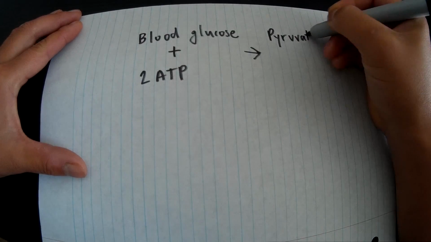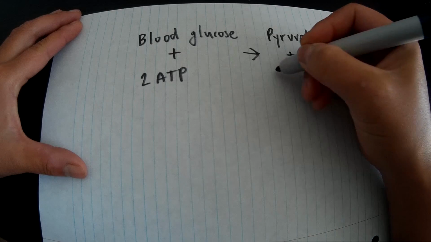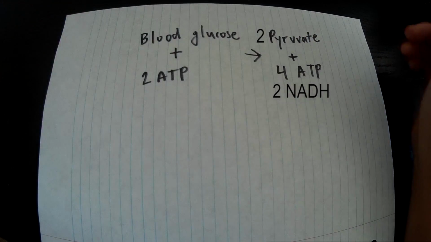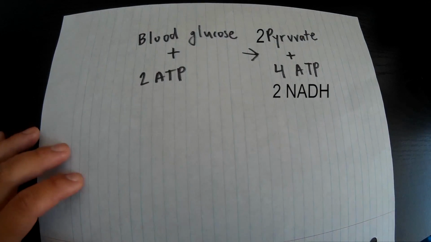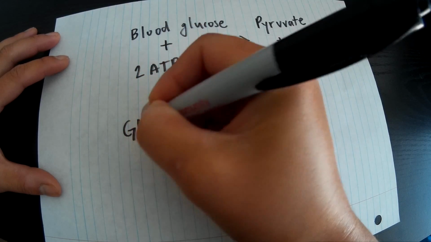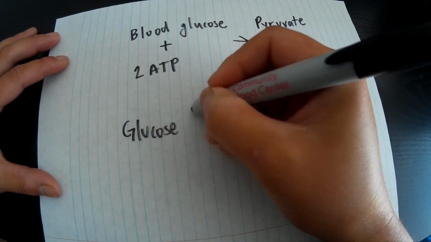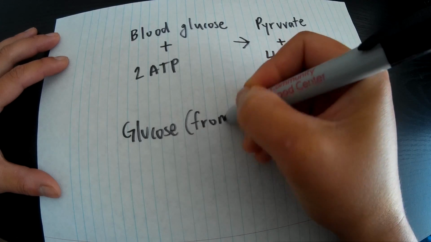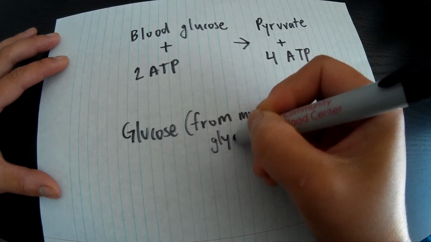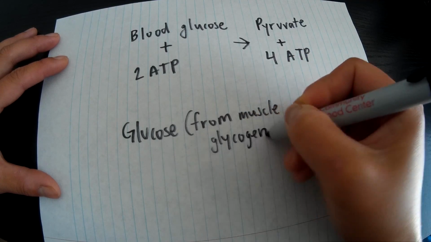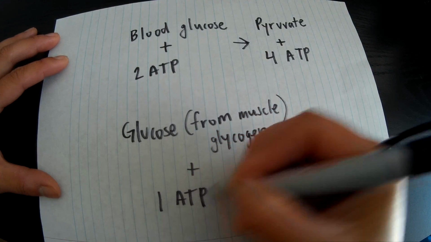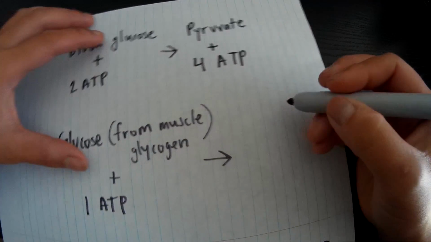Okay, this is probably the most important thing to know about this. So you get 2 pyruvate, 4 ATP, and 2 NADH. Now, if we take glucose from our muscle glycogen, then it will only cost us 1 ATP to get kick-started with our glycolysis. Muscle glycogen is basically stored glucose in the muscle. Alright, so our result from this is the same: 2 pyruvate, 4 ATP, and 2 NADH.